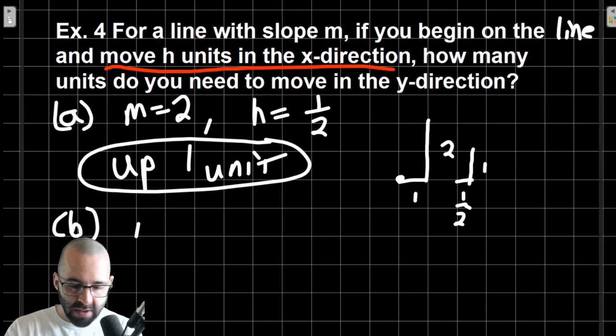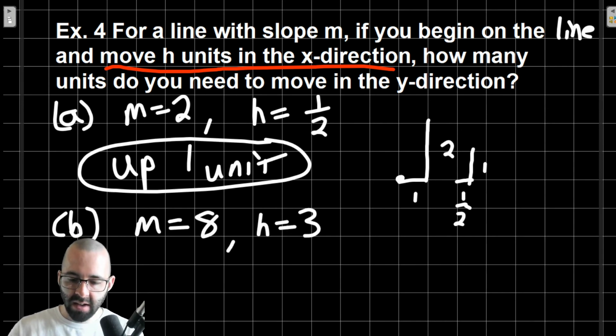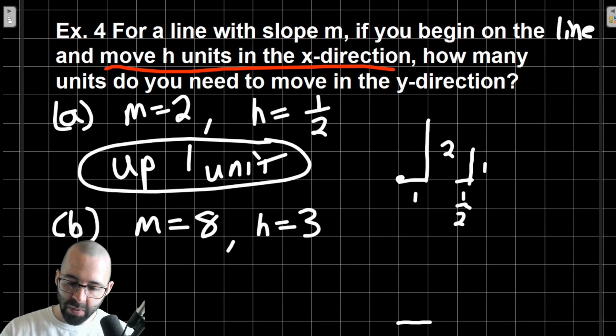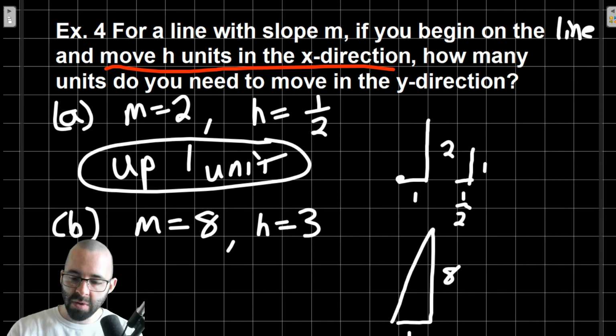So what about if the slope was 8? And we moved over 3 units. So again, this one can't really draw it that well, but we know the slope being 8, right? 8 is 8/1. So if we move right 1 unit, we're going to have to move up 8.